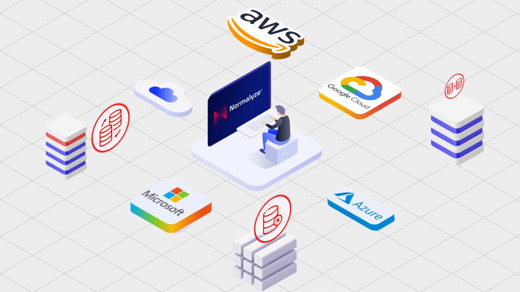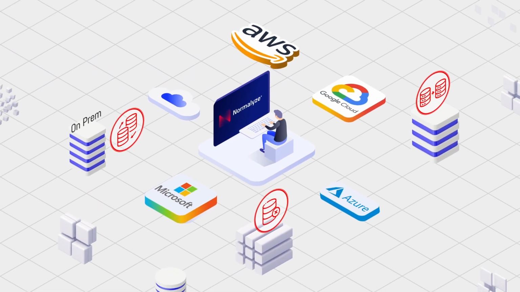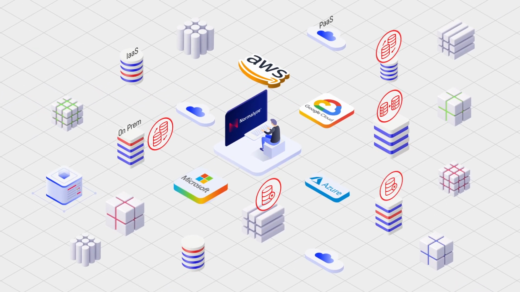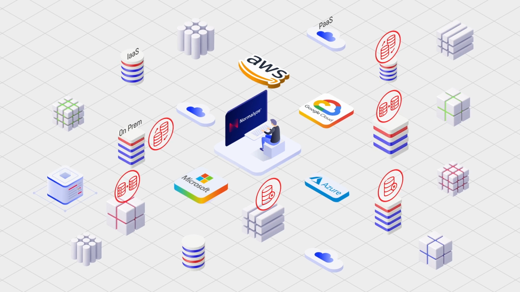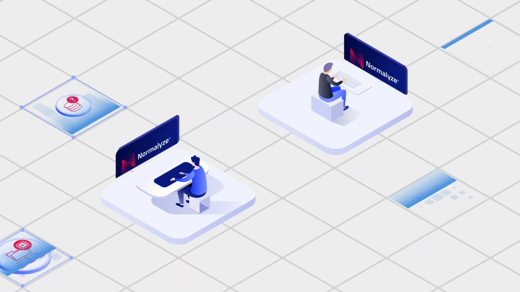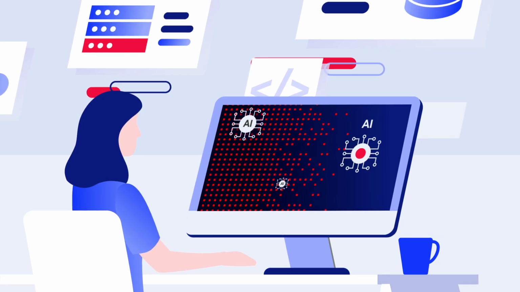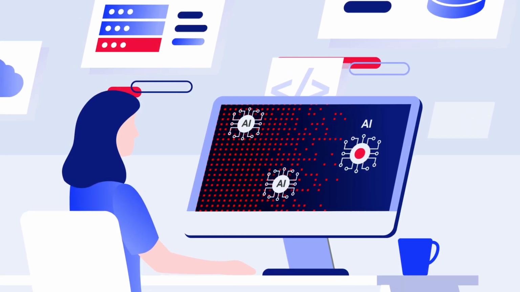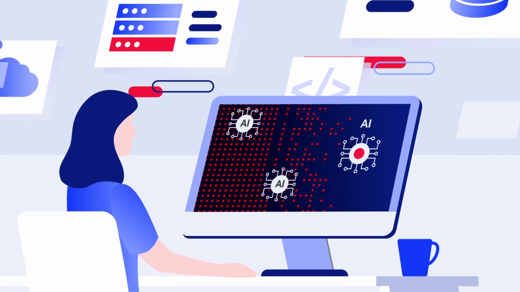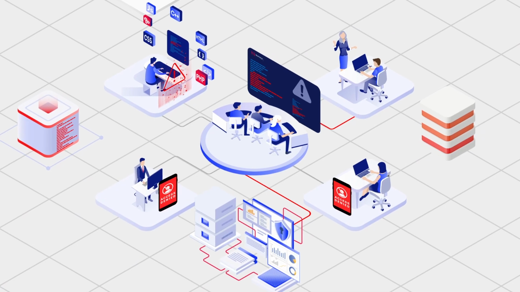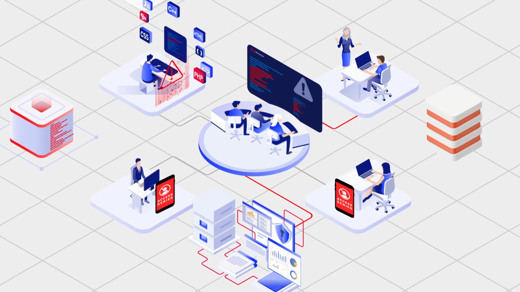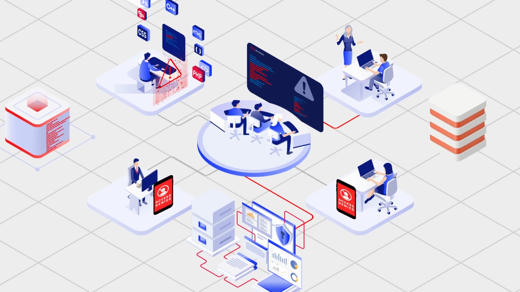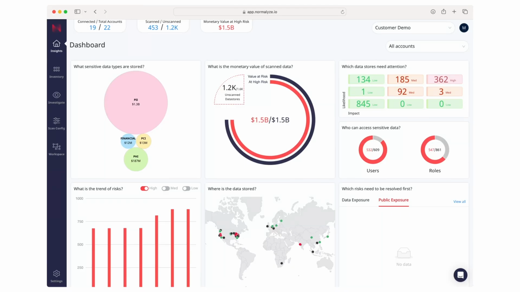Introducing the Normalyze DSPM platform. Normalyze is a DSPM platform purpose-built for modern hybrid enterprises that integrates with 400+ data sources, rapidly discovers and classifies your data, uses AI to detect data exposure risks, vulnerabilities, and anomalies, and guides users to the appropriate remediation actions. In this demo, you'll see how Normalyze helps you leverage AI safely and securely.